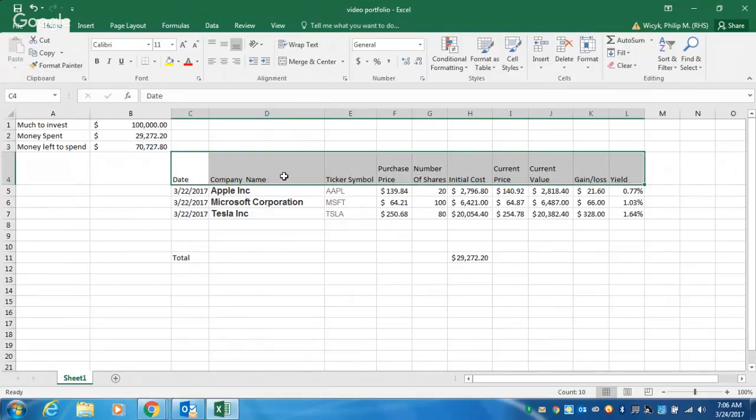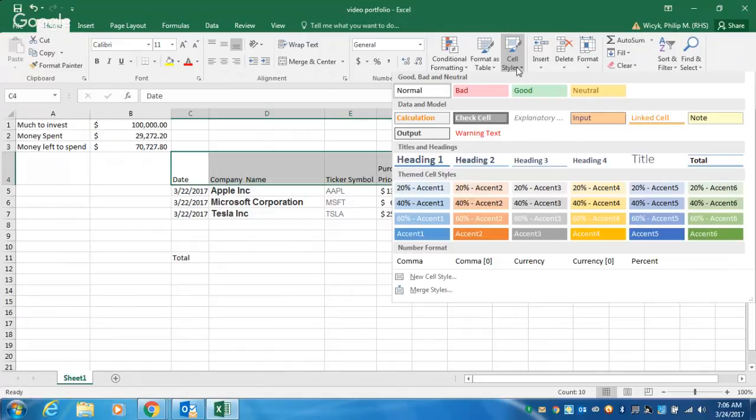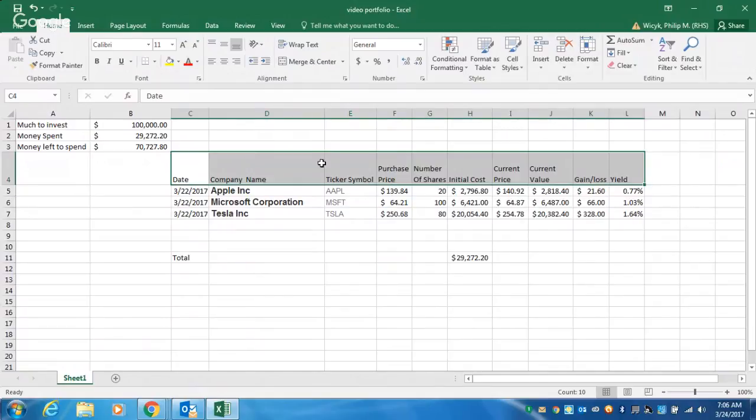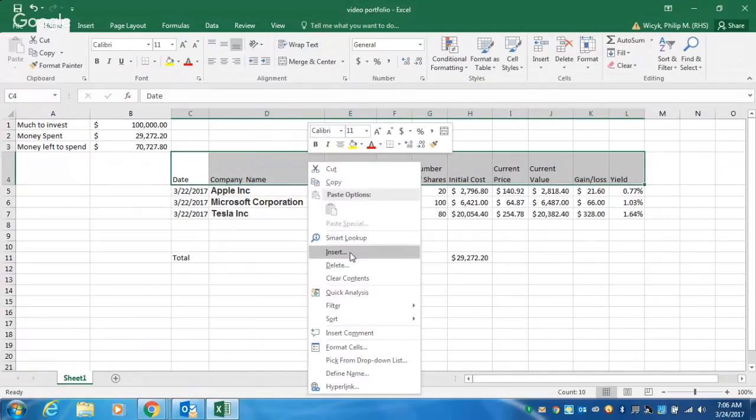One way you can do it is kind of use some of the built-in ones that were given to you. Under the home tab, under style, you got cell style. And all of these are kind of like built in. As you could see, you got titles and headings, the default styles you can use. Other than that, though, an easy way to go ahead is just right click, go down to format cells.